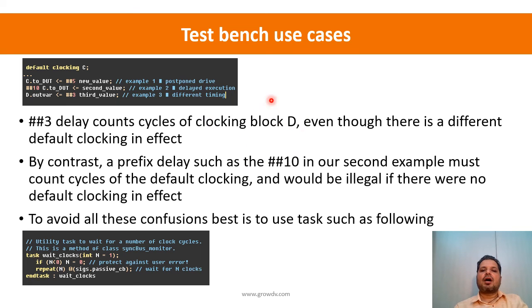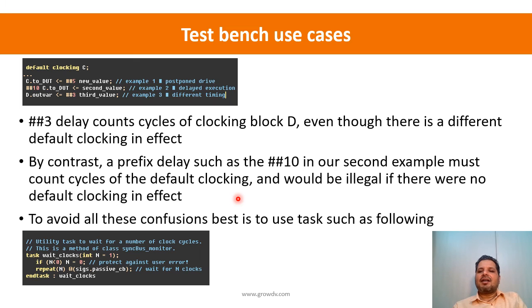It will use the clocking event of D, because whenever we drive variables through a different clocking block, the corresponding clocking block's clocking event will be utilized. It will not use the default clocking block that is active. And by contrast, if you don't have a default clocking block defined and you try to use the double hash delays, that would be illegal, because the simulator wouldn't know which clocking event to use.